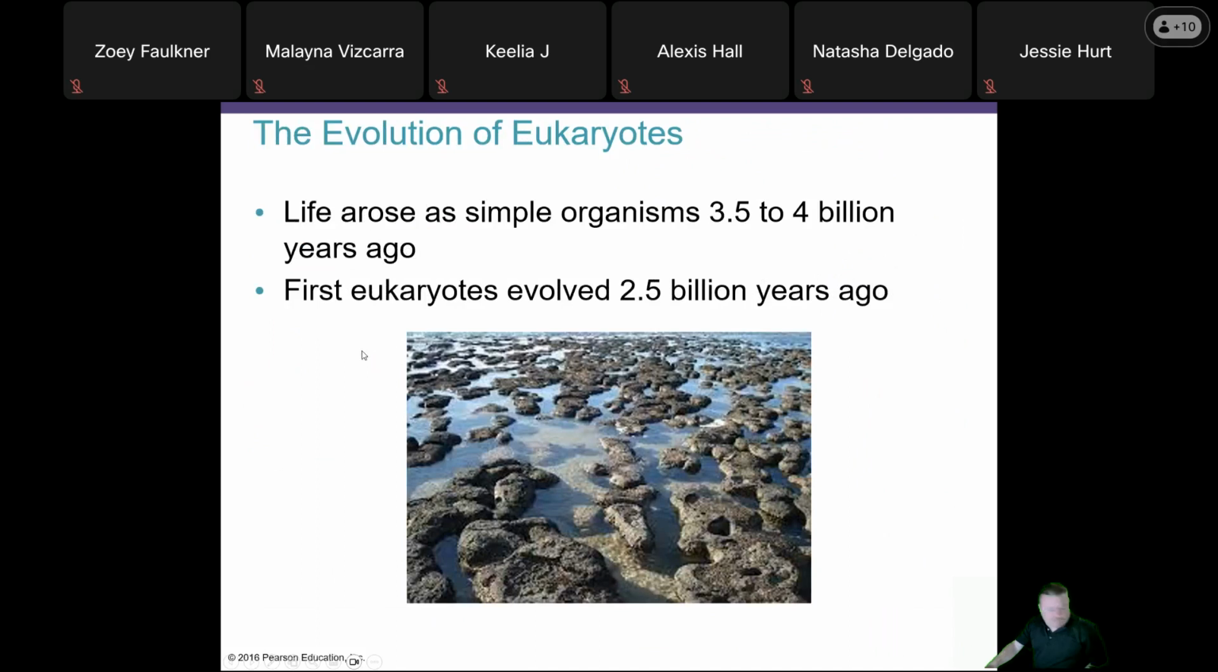All right. So when we look at eukaryotic cells, it's thought that they originated as prokaryotic cells, and then they first evolved around 2.5 billion years ago to become the eukaryotic cells that we see today. So life arose about 3.5 to 4 billion years ago, as best we can tell. And then the first eukaryotes didn't appear until 2.5 billion years ago. So again, the prokaryotic cells came first, and then the eukaryotic cells developed later, right?